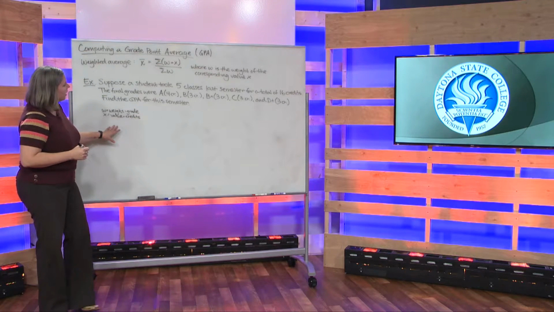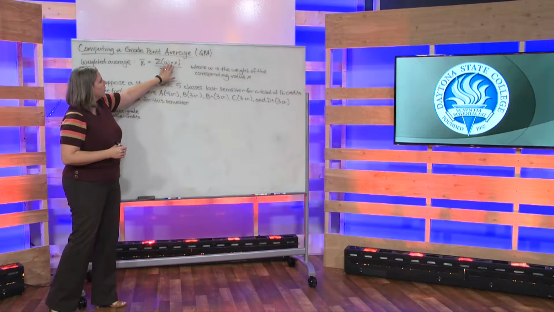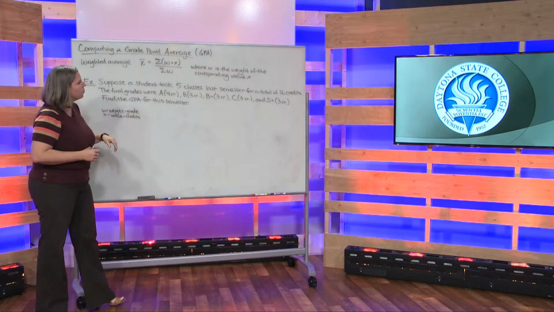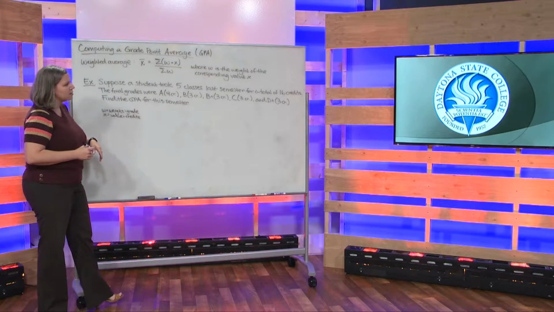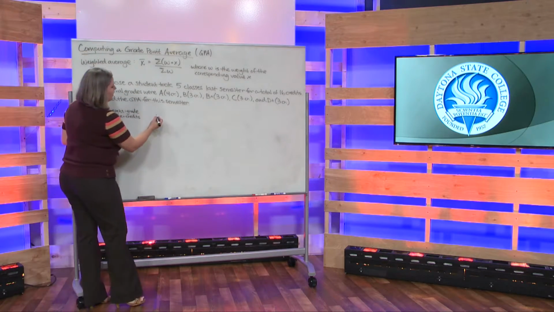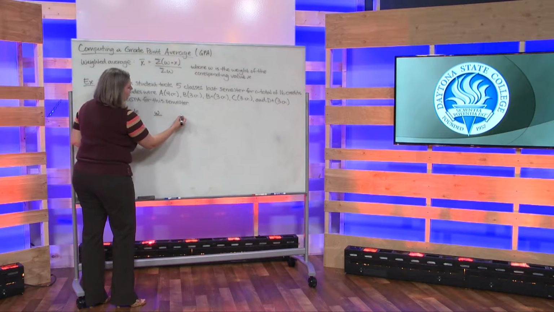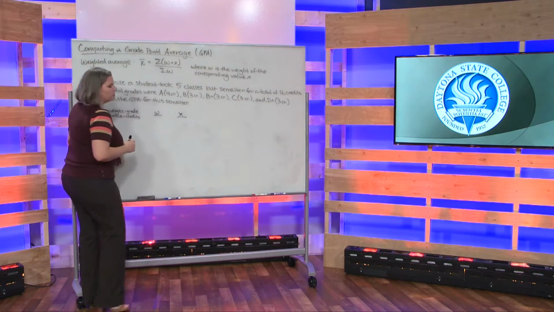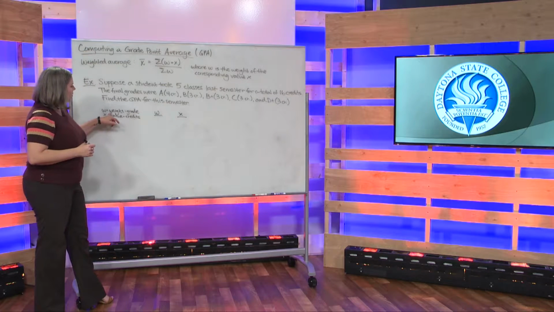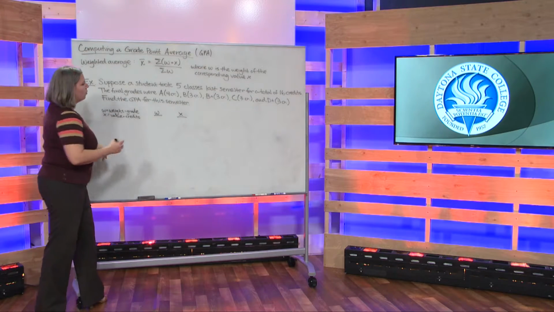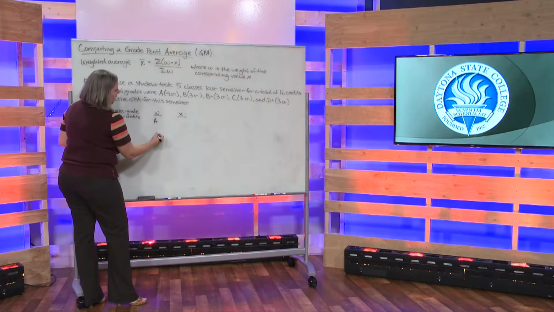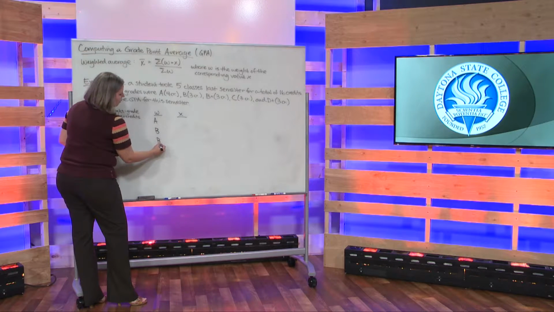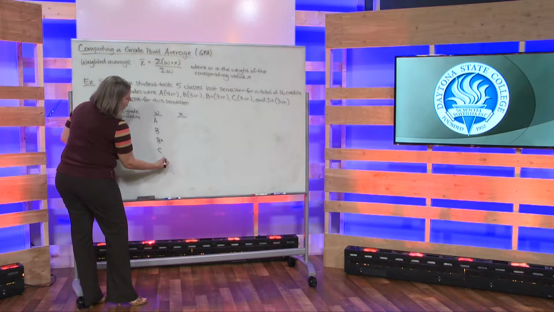So in this case, if I follow my formula, what I'm going to want to do is multiply W times X and divide that by the sum of W. So I'm actually going to set up 2 columns, one for W and one for X. So again, W is my weight or my grade. So I've got an A, a B, a B plus, a C, and a D plus.